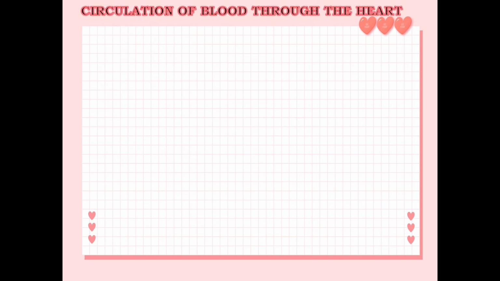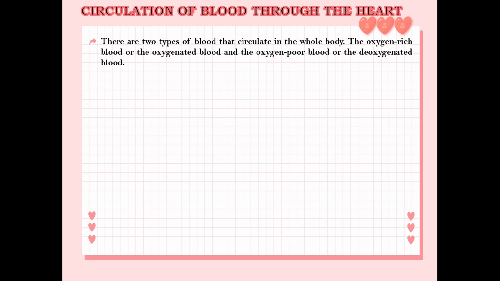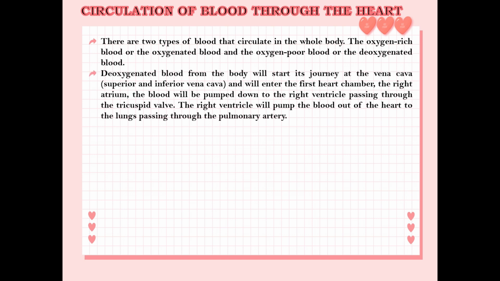Circulation of blood through the heart. There are two types of blood that circulate in the whole body: the oxygen-rich blood or the oxygenated blood, and the oxygen-poor blood or the deoxygenated blood. Deoxygenated blood from the body will start its journey at the vena cava, the superior and inferior vena cava, and will enter the first heart chamber, the right atrium.